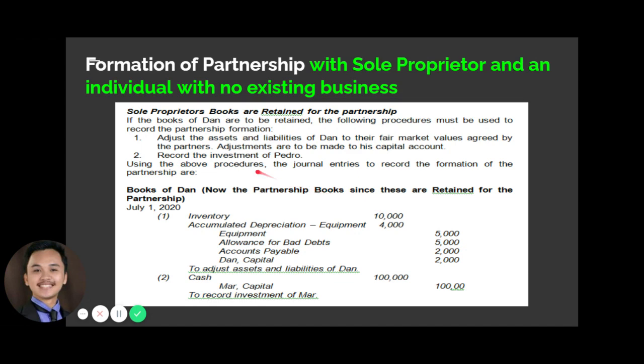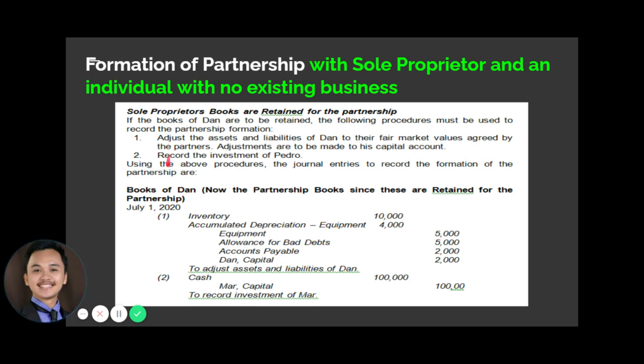Now, here's the accounting. So, sole proprietor books are retained for the partnership. Meaning, Dan's business will remain, and it will be carried forward using the name of the partnership. So if the books of Dan are to be retained, the following procedures must be used to record the partnership formation. The first step is to adjust the assets and liabilities of Dan to their fair market values agreed by the partners. Earlier we already had the provisions on the appraisal of assets and liabilities. So first, you simply record it so that it is valued at its appraised value.